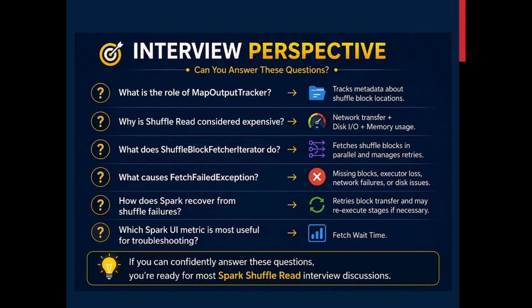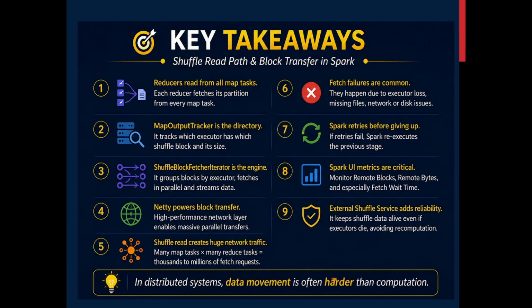Let's summarize everything we learned today. 1. Reducers must fetch data from all map tasks. 2. Map Output Tracker helps reducers locate shuffle blocks. 3. ShuffleBlockFetcherIterator manages block fetching. 4. Netty powers Spark's high-performance network transfers. 5. Large shuffles create significant network traffic. 6. Fetch failures are one of the most common production issues.